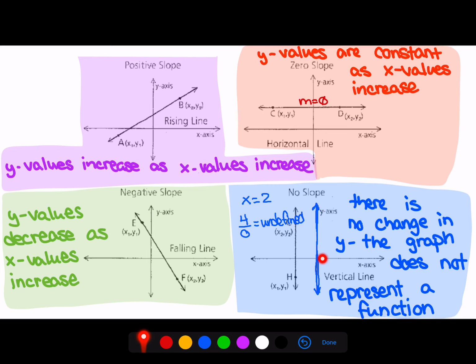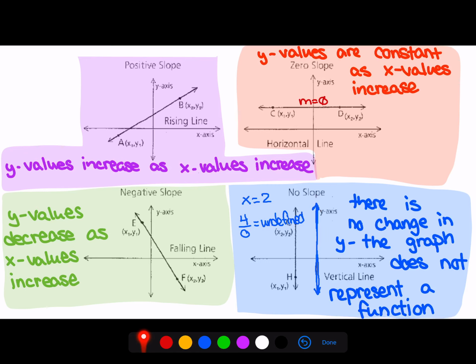And again, a slope of 0 and a slope of undefined are not the same line. So a slope of 0 is horizontal. A slope that's undefined is vertical. So keep that in mind. Undefined slopes and 0 slopes are not the same.